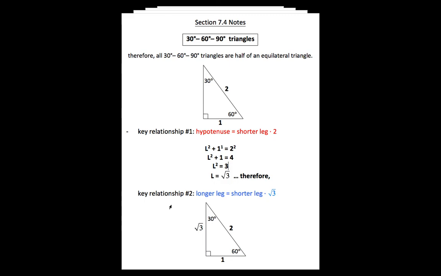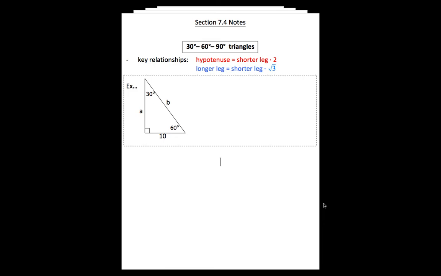And therefore we come up with the second key relationship: for any 30, 60, 90 triangle, the length of the longer leg will always equal the length of the shorter leg times the square root of 3. So all 30, 60, 90 triangles have 2 key relationships that you want to keep in mind. Again, the hypotenuse is the shorter leg times 2, and the length of the longer leg is equal to the length of the shorter leg times root 3. So if we take those 2 key relationships, we can use them in an example to solve for either of the legs or the hypotenuse length.